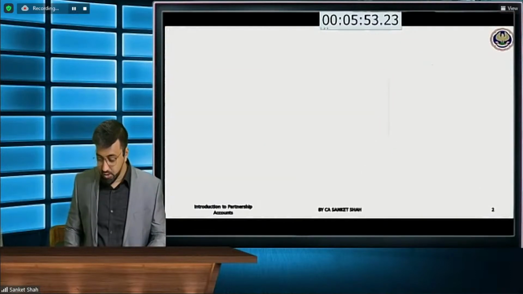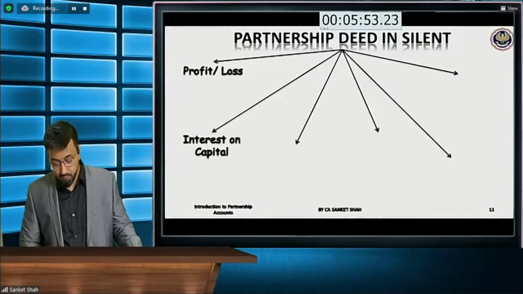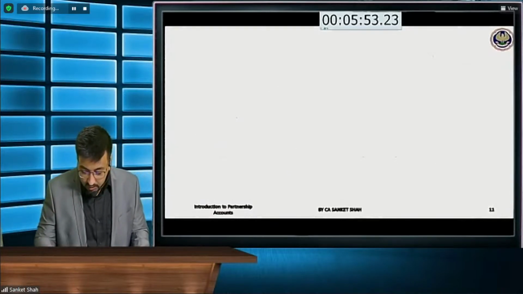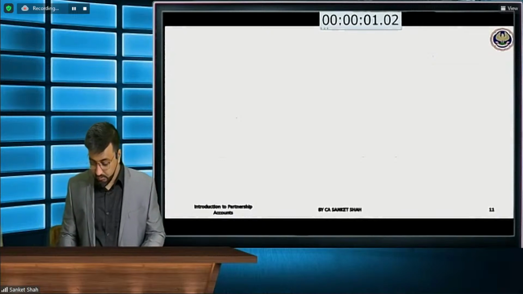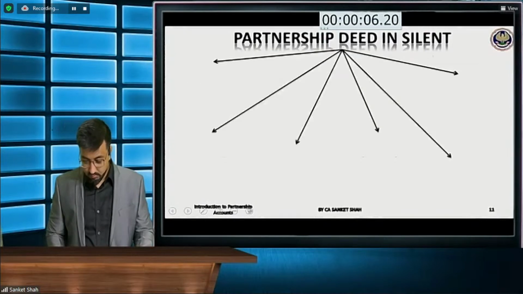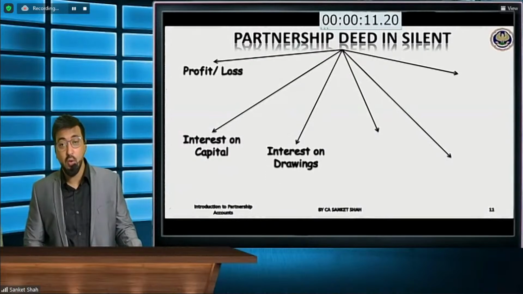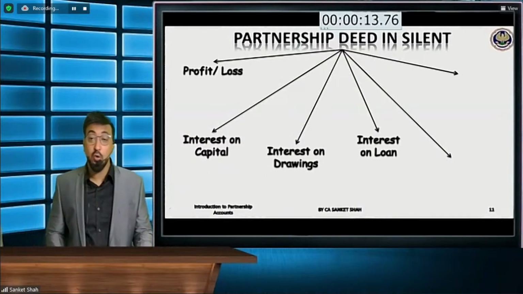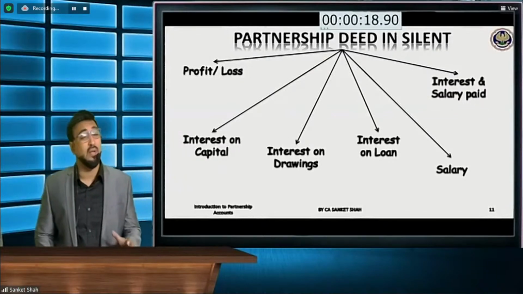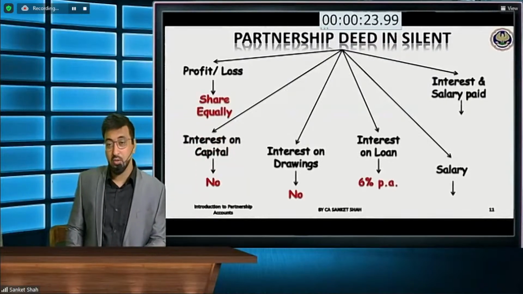Now revise partnership. If the partnership deed is silent, let's quickly revise it. Okay, partnership deed silent, profit or loss we will share equally. Interest on capital, no. Interest on drawings, no. Interest on loan at the rate of 6%. Salary, no. And even interest and salary are paid if there is a profit. But no, you remove this also. No salary and no interest on capital. So these were your answers.